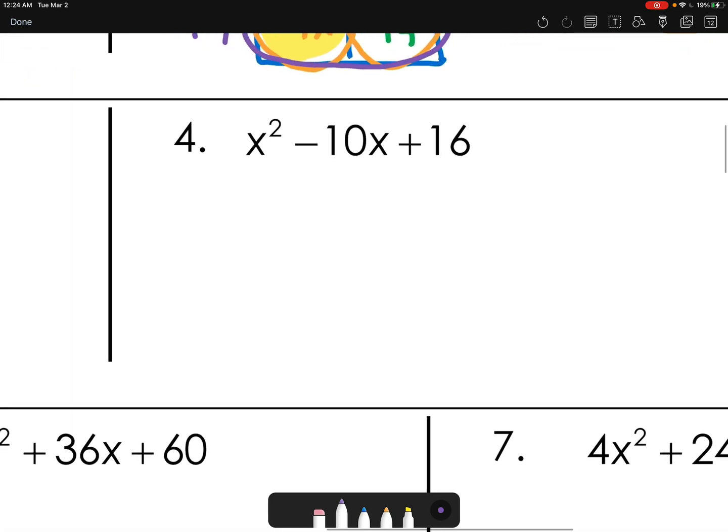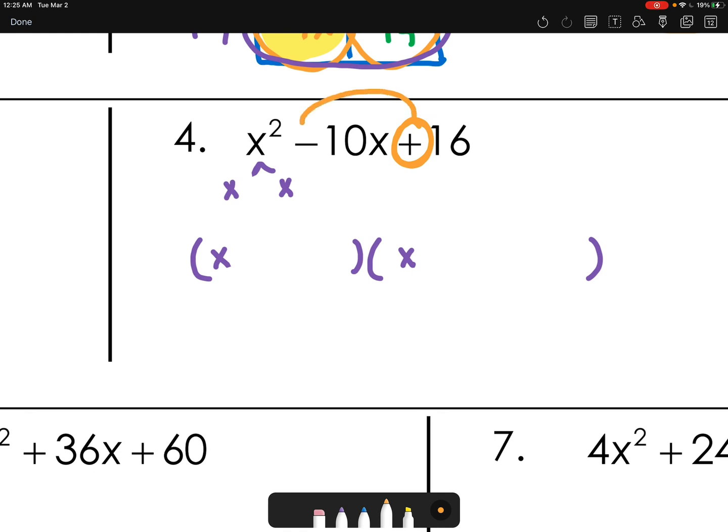Let's try number 4 together. So again, I'm setting up my puzzle, my parentheses here, and the first thing that goes in my parentheses are my first term's factors. So x squared breaks down into 1x and 1x. There's no number outside here, so we don't have to worry about that. And so in each spot in the parentheses, I'm putting an x. Now I need to look at my sign. So my last sign is a positive, which means my signs are going to match whatever sign is in the middle. So they're both going to be subtraction.